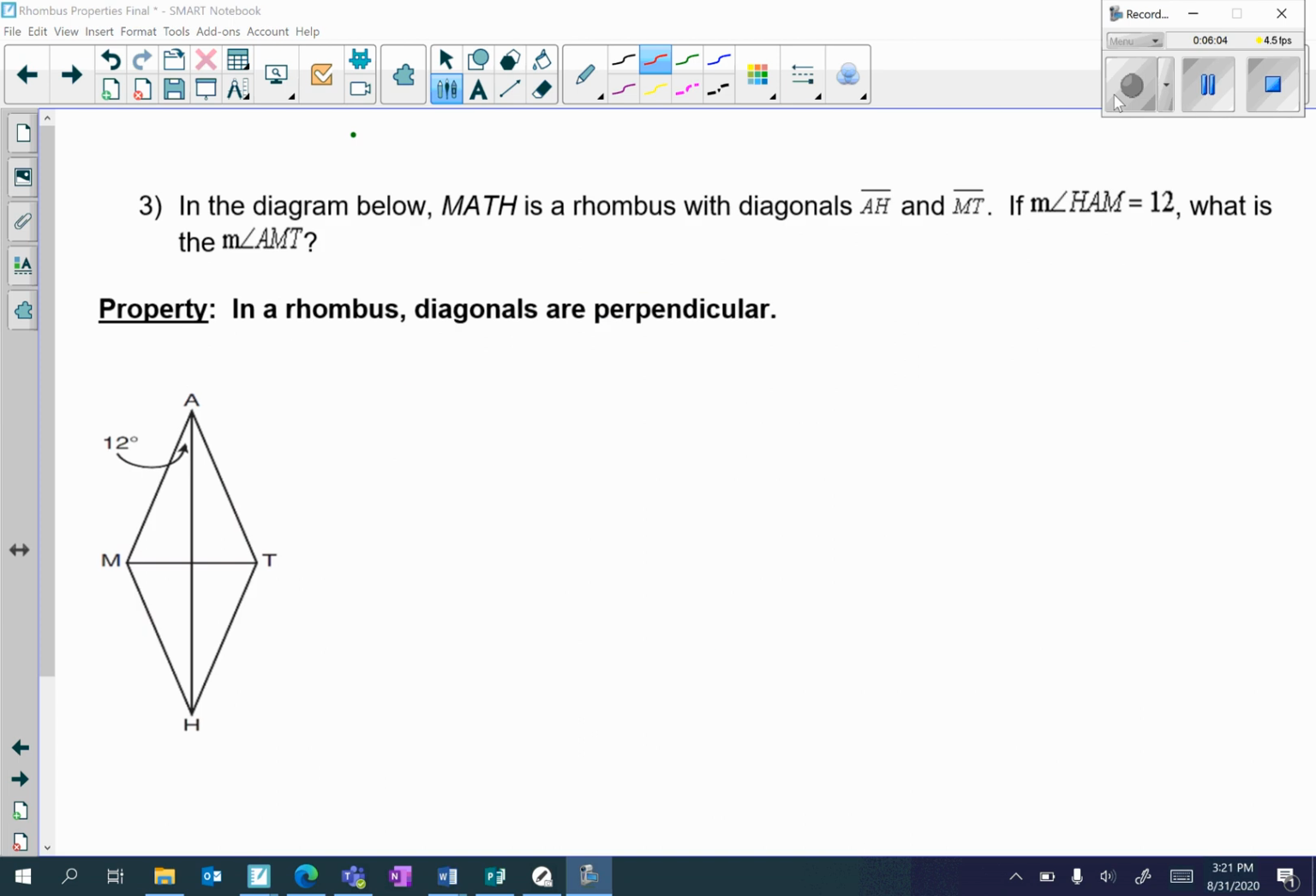In the next question, in the diagram below, MATH is a rhombus with diagonals AH and MT. If the measure of angle HAM is 12, what is the measure of angle AMT? So here's AMT. I'll put an x there. Now, the property we will be using is, in a rhombus, diagonals are perpendicular. Remember, anytime you see the word perpendicular, I want you to think of a 90-degree angle.